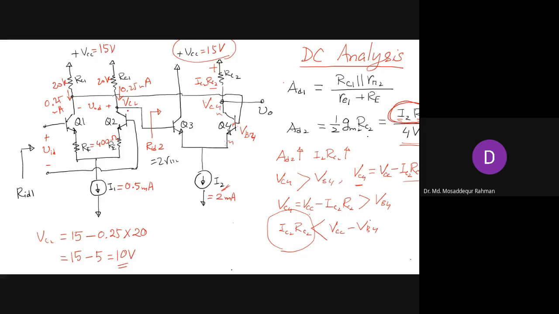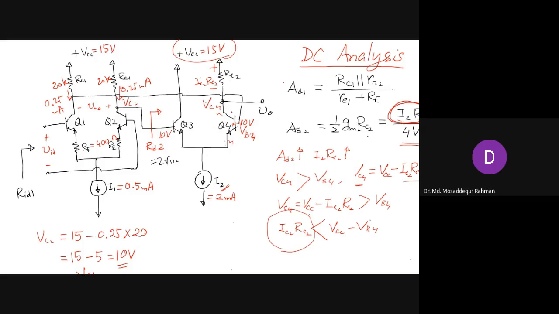So VC2, both of these will be at the same voltage, because the current is the same, everything is the same. So VC2 we get 10 volt, and VC1 will be the same, also 10 volt. So both at these Q3 and Q4 bases, the voltage will be 10 volt. So we get 10 volt of DC voltage, which is quite high at the input of these two transistors.